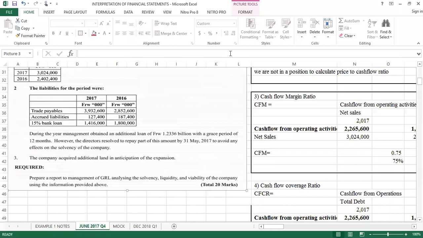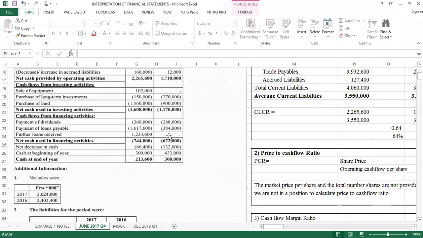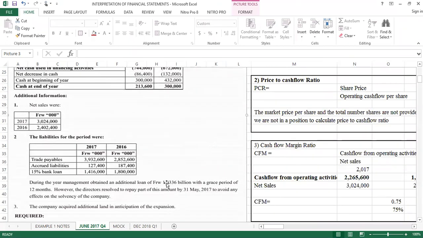Robert, what are you asking? In financing activities, we have further loan that is the same as what we have in information 1. Thank you. That is why I'm asking a question, Robert. What I'm asking is this additional information 1 part of this? The answer is yes. How do you know it is part of this?